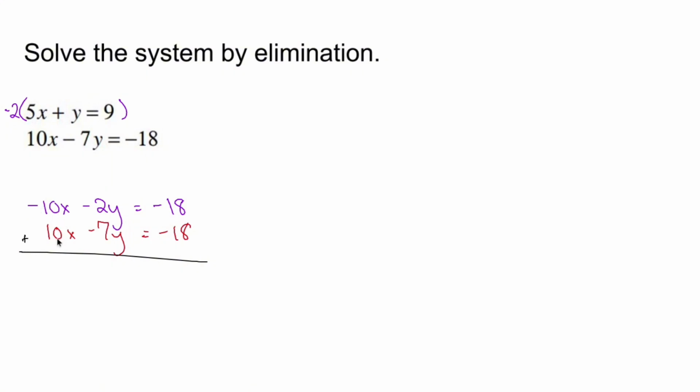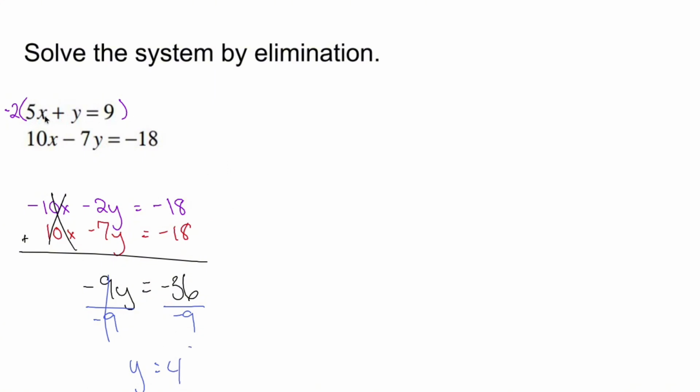Negative 10x plus 10x crosses out. Negative 2y minus 7y is negative 9y. Drop down the equal sign. Negative 18 minus 18 is negative 36. And now we can solve for y. Divide both sides by negative 9. Y equals positive 4.